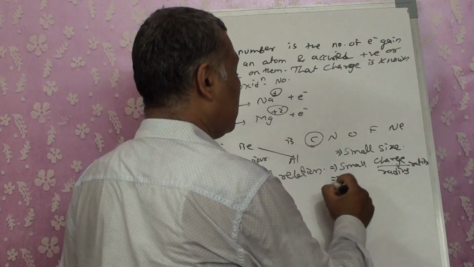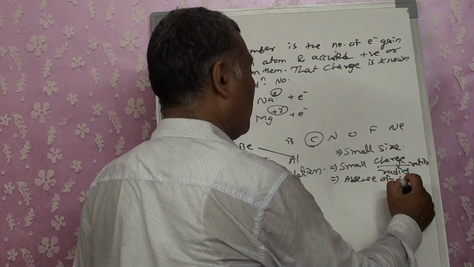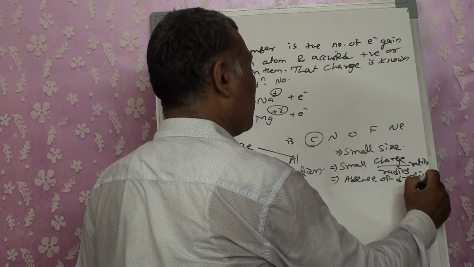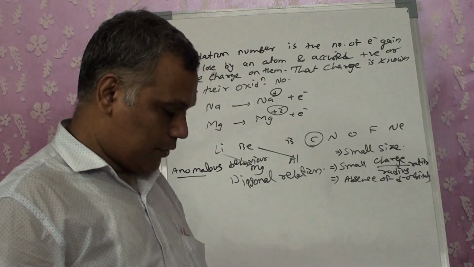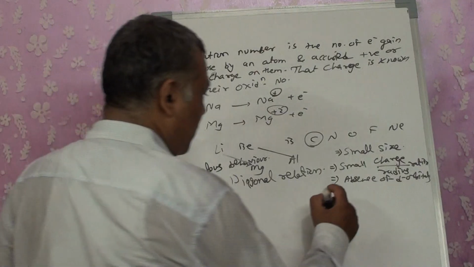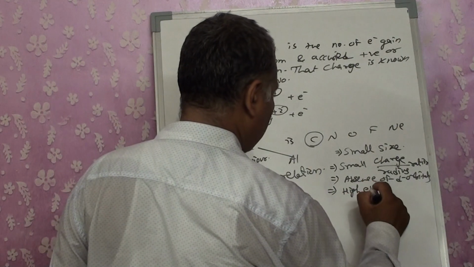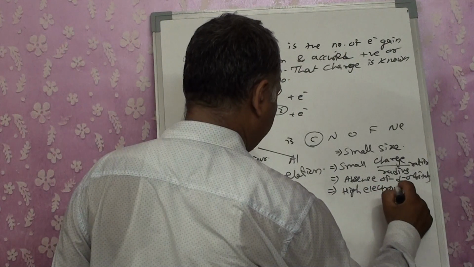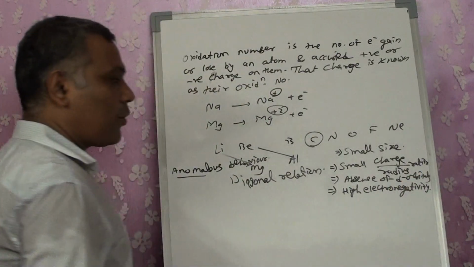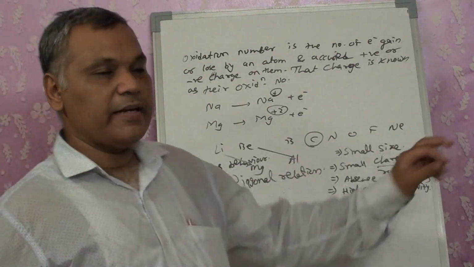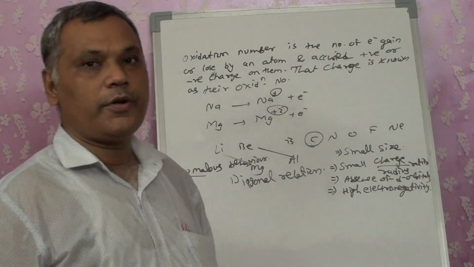Third reason, that is absence of d orbital in these groups. They don't have any type of d orbital present in them. And the fourth one, that is high electronegativity. These elements are highly electronegative, so they are having somewhat different behavior.